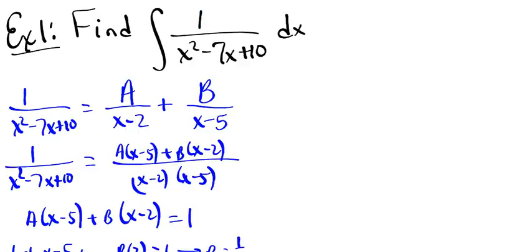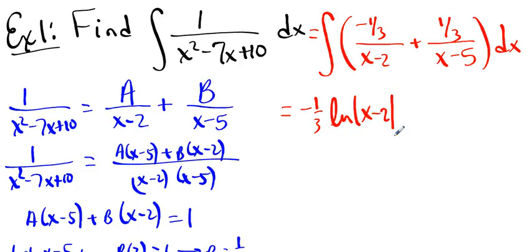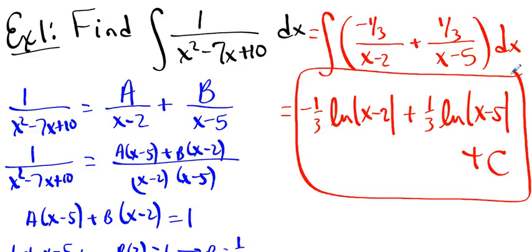Well, because this integral is the same as the integral of a over x minus 2 plus b over x minus 5 dx. And we know what a is, and we know what b is. And we know how to do this integral. It's not hard. This is a natural log. And this one is also a natural log. Don't forget plus a constant. There it is.